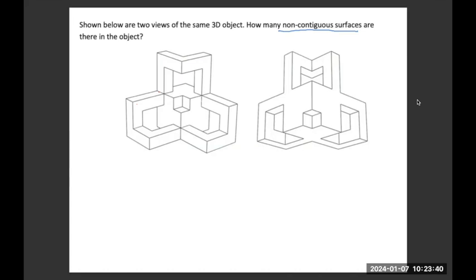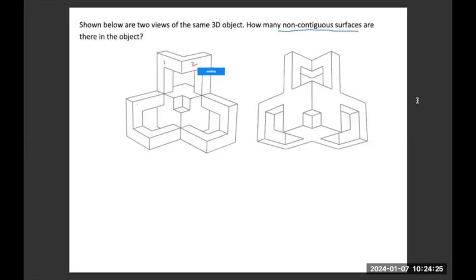Kavya, Rishabh, wrong answer. Sure, let's do it, okay? Tanvi, wrong answer. Chalo.